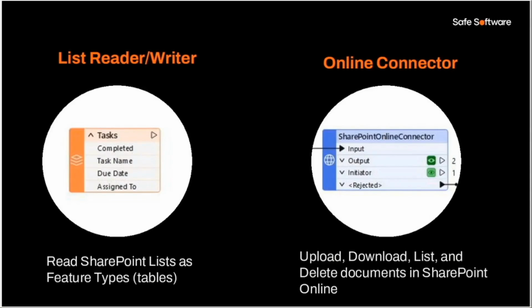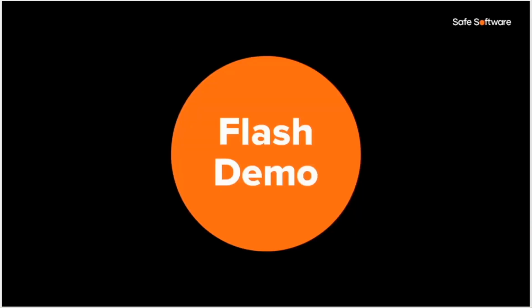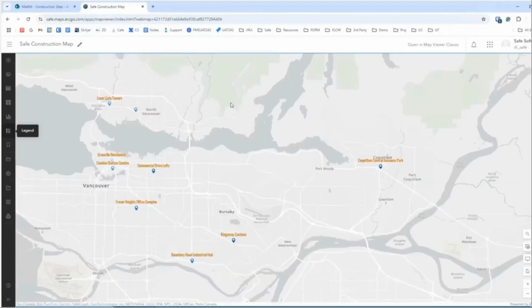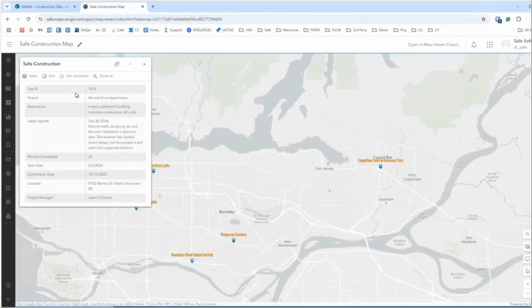So let's kick things off with a quick flash demo. I'll just share my screen here. So what we have here is an ArcGIS Online web map with some construction sites, fictional construction sites, of course, as we'll see. These don't really exist. If I click on a point, we'll see a bunch of data about the site, including this latest update.